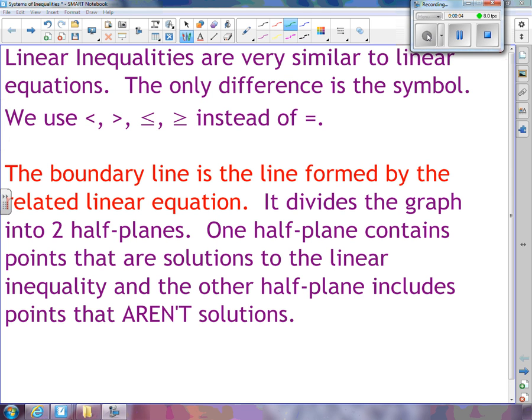To be doing something called linear inequalities. This is very similar to just graphing regular lines, so I think that you guys will find it pretty easy. The only real difference is the symbol that we use.